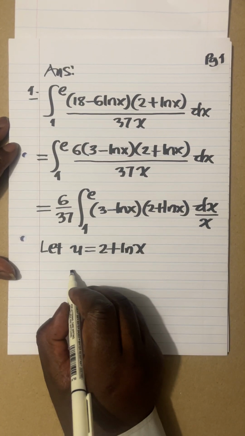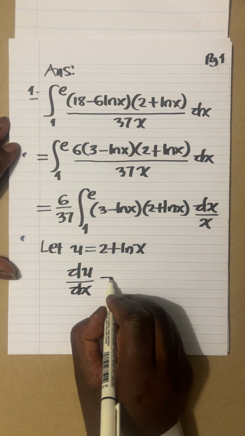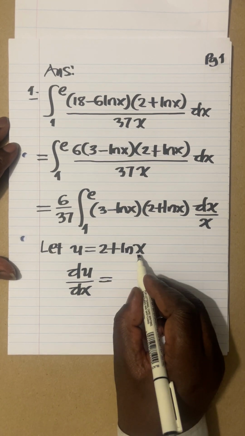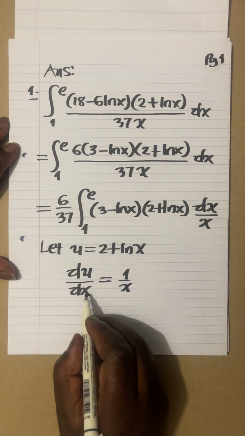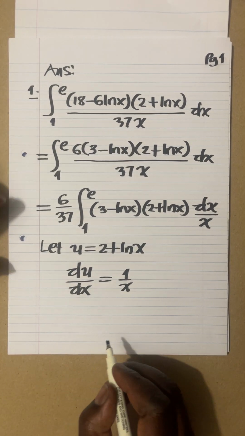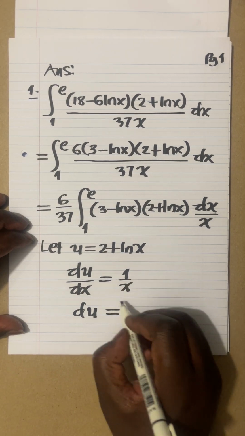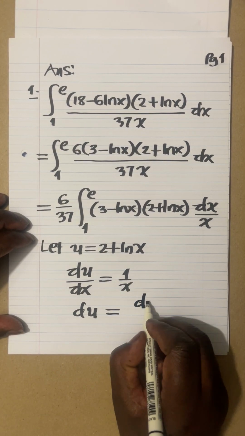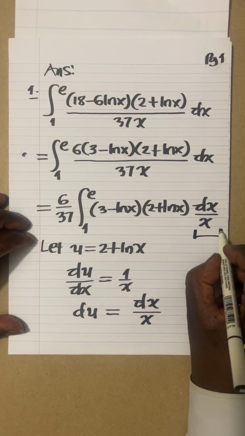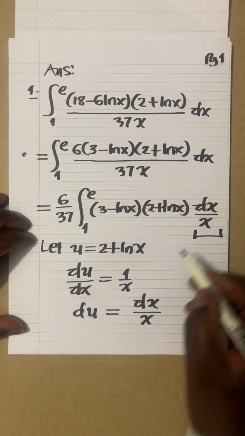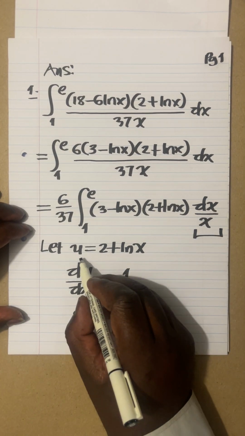But let me just take it slowly. So du dx is actually equal to derivative of 2 is a constant, derivative of natural log of x is just 1 over x. Now I have to multiply this both sides. So what do I get? I get du will be equal to this multiplied by dx. Notice I'm just going to get dx all over x. So that part there is taken care of. You can see that part will be replaced by du, and this part here will be replaced by u.